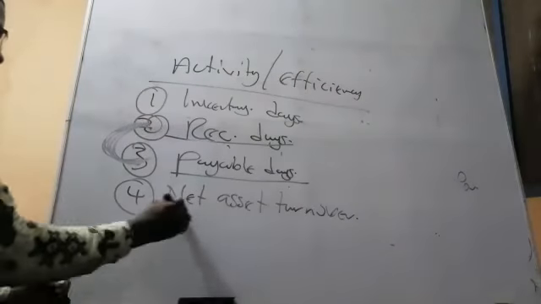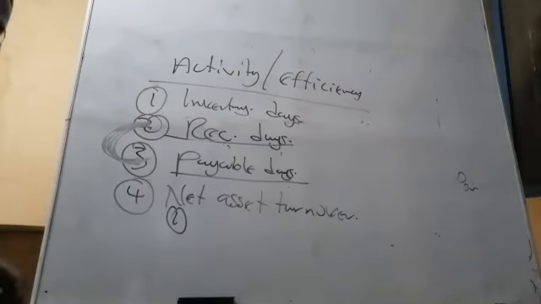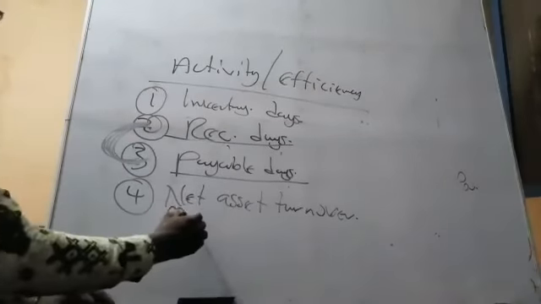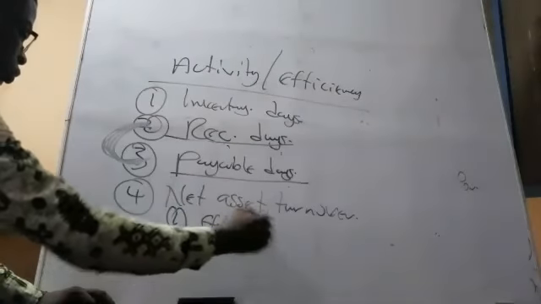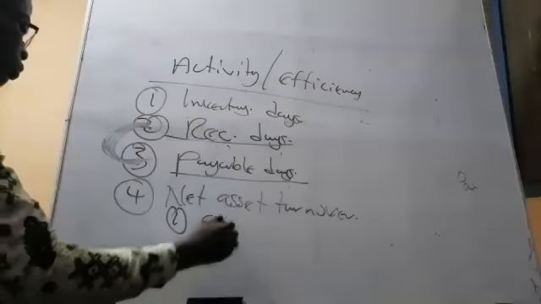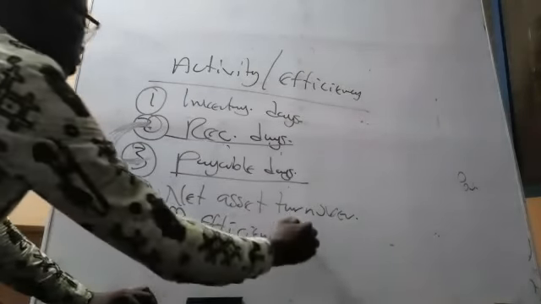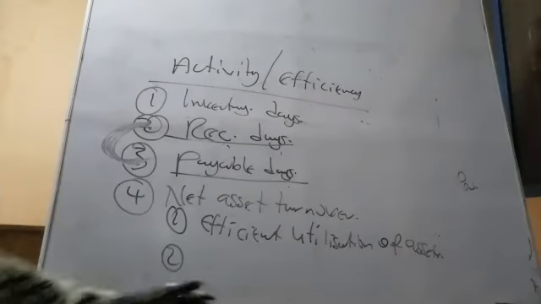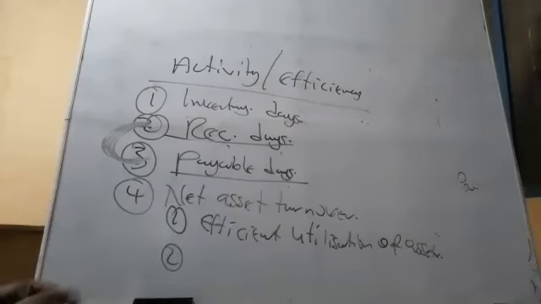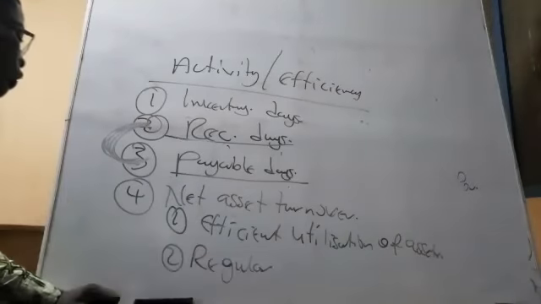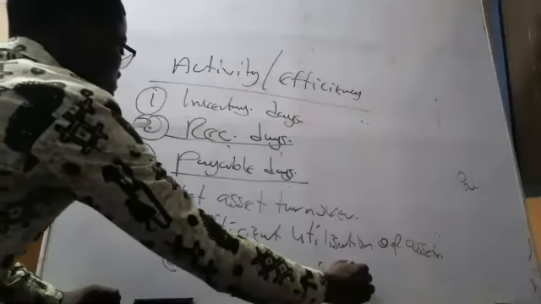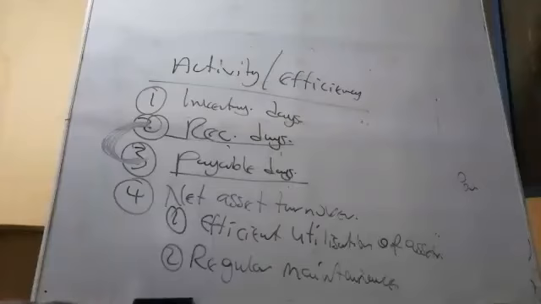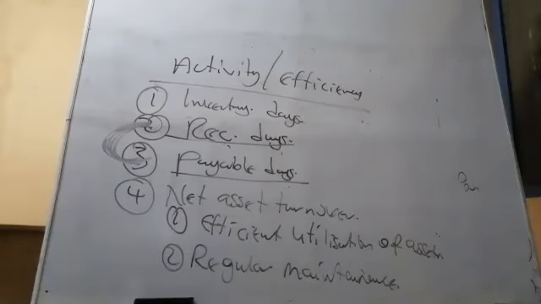If we're explaining net asset turnover, number 1, efficient utilization of the assets. Number 2, routine or regular maintenance of assets. Number 3, replacement of worn out assets.